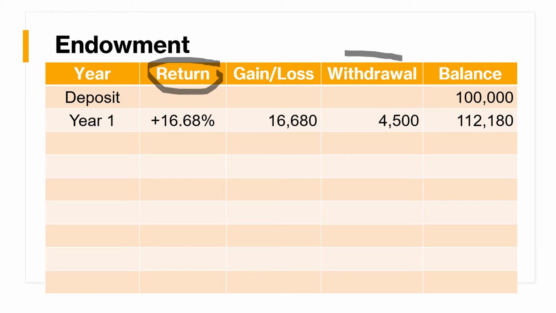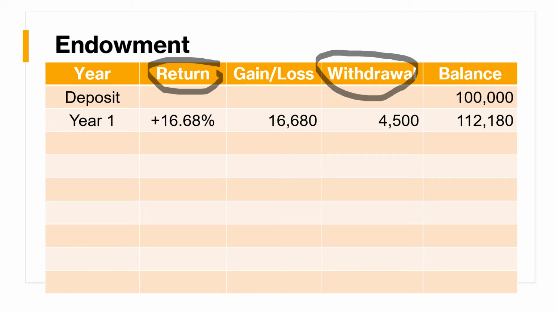And for the withdrawal, that is the income for the church, or kind of like your harvest of apples. And what most foundations will do for endowment accounts is they'll distribute 4 to 5% of the average balance for an endowment to the church. And so I just use 4.5% of the average balance.